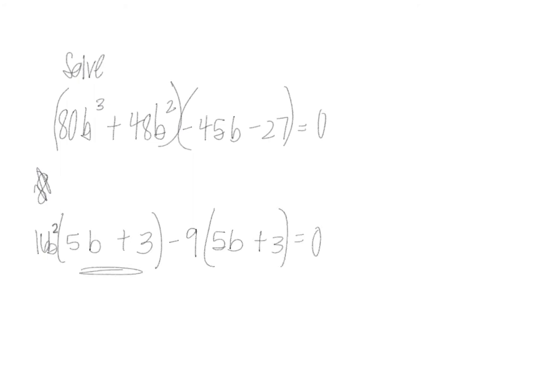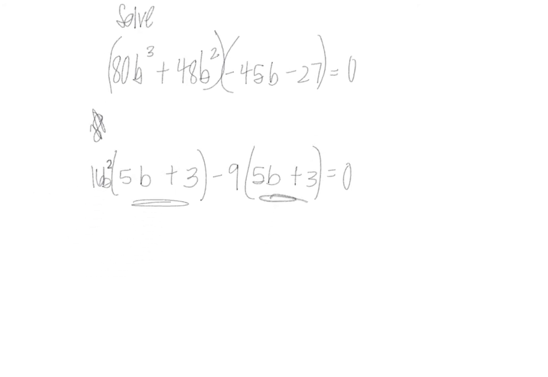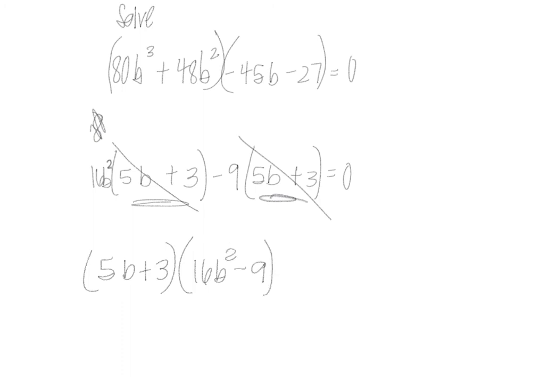Well, look, if you've done this correctly, those insides are the same. So now both sides have a 5b plus 3 in common. If you take a 5b plus 3 out, you're left with 16b squared minus 9. I will say, this is not fully factored. This 16b squared minus 9 is actually a difference of squares, so that would give us 2 more binomials, and we could set all 3 equal to 0 to get our 3 answers.